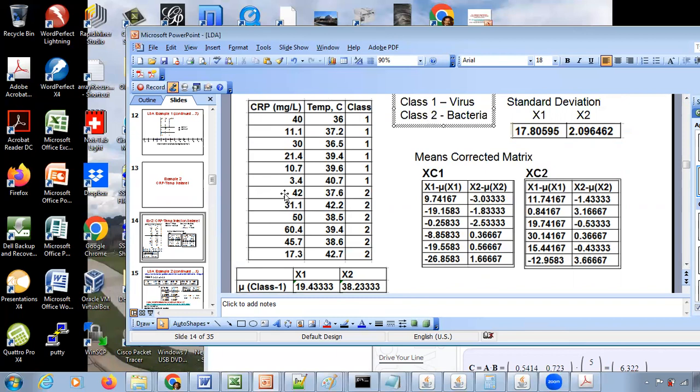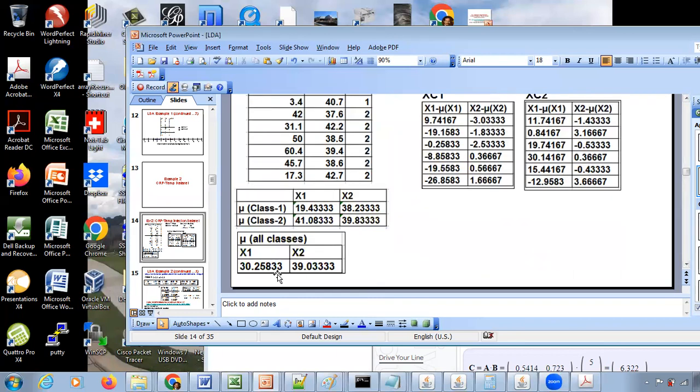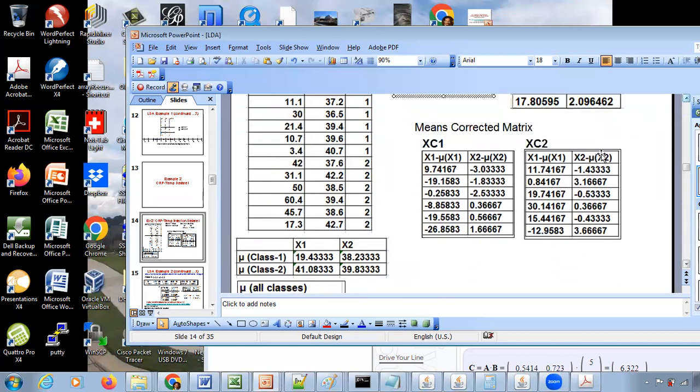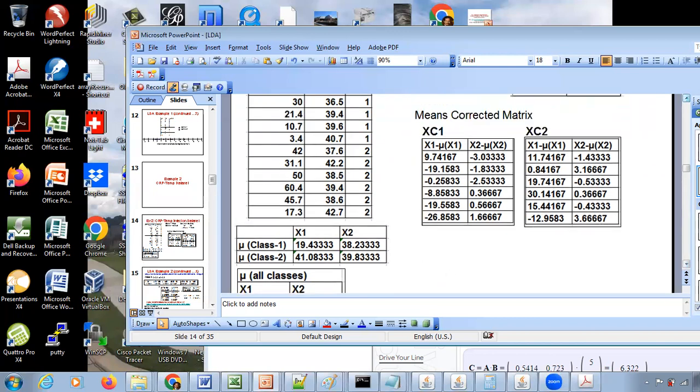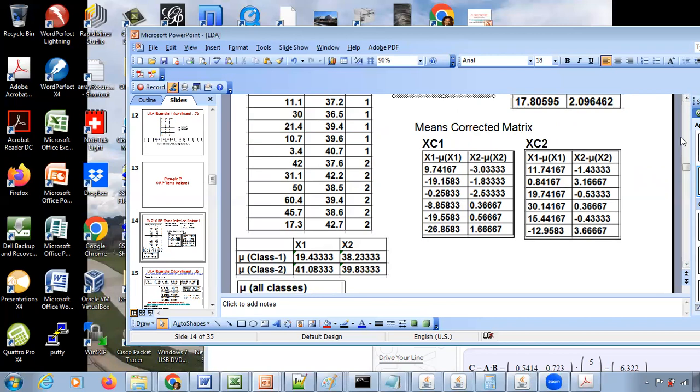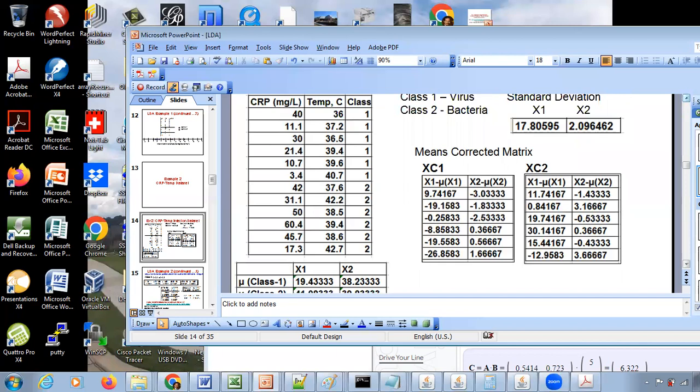Again, the same mean: 42 minus 30.25, the overall mean across all classes, and then 39.0333. So don't make the mistake of using the mean for class 1, X1, and the mean for class 2, X2 here. Not in this step. Only in the final step do you use the individual means for each class. In the first step, make sure you use the overall mean across all the classes to find the means corrected matrix. So that's how we find the means corrected matrix using the overall means.